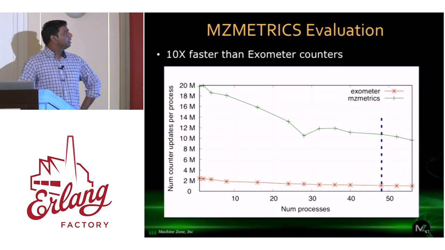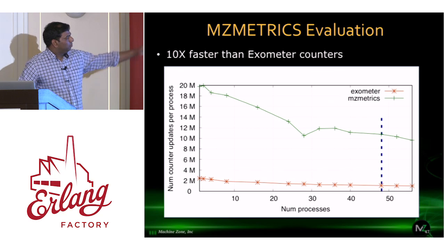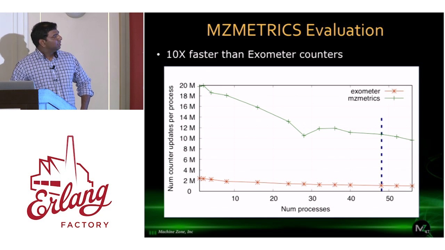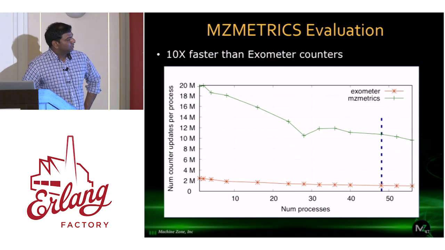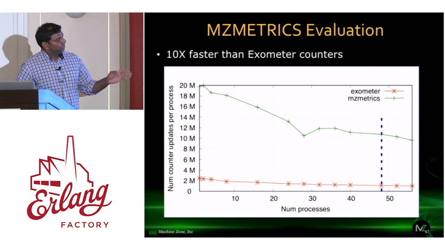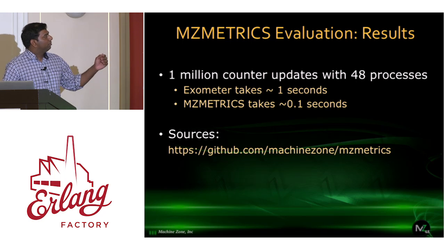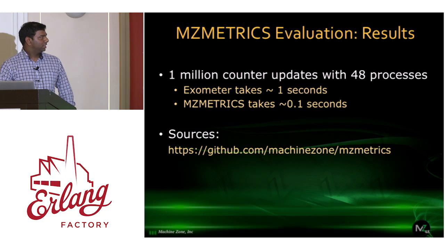Now to compare the new library we implemented versus Exometer, the top bar is the new library that we implemented, and if we compare, this new library is almost 10 times faster. If we look at the point in the blue bar, it's at 48 processes trying to update one single counter. It shows that if there are 48 processes trying to update one single counter, Exometer counters take 1 second, but the new library takes just 0.1 seconds.